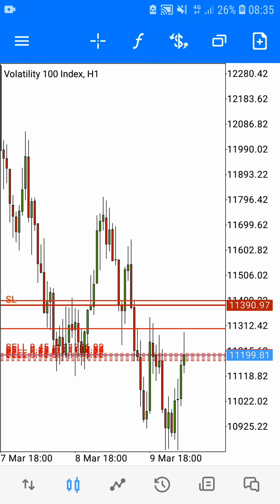Now please take your time and observe how this trade will play out and see for yourself how I manage it through until the take profit target hits.